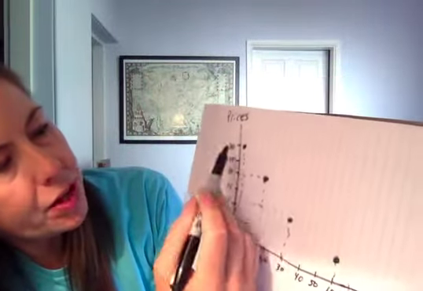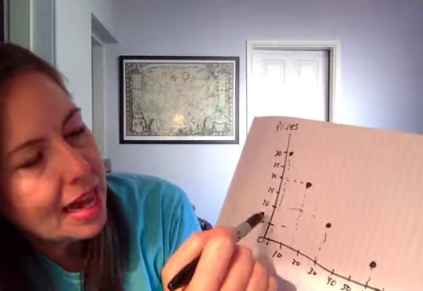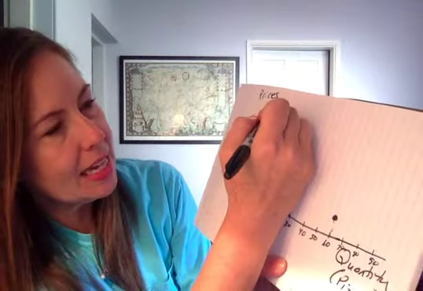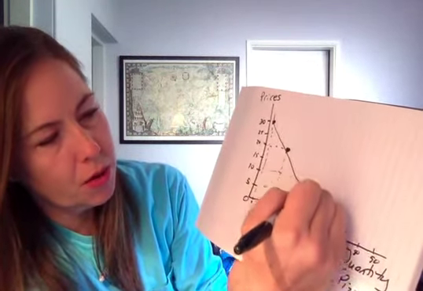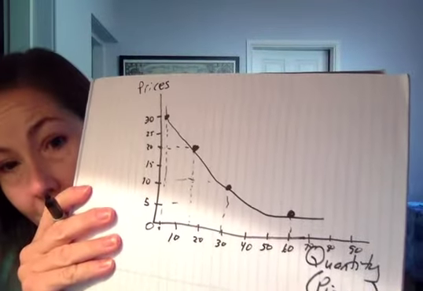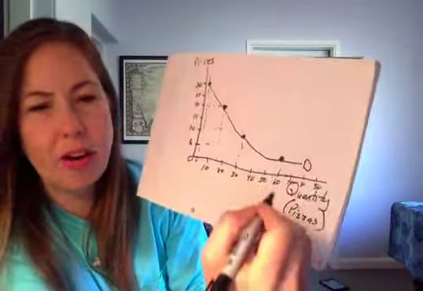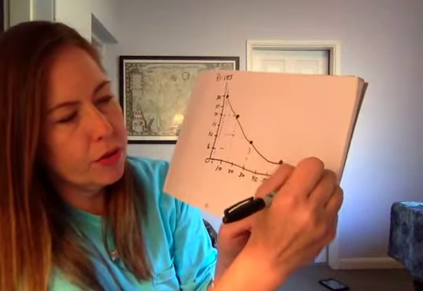Now, I've given you a few example prices. What if it was $25? What if it was $8? Does it make sense that these points in between here are also possibilities for quantities that are demanded as well? So, all of these points together make up our demand curve.